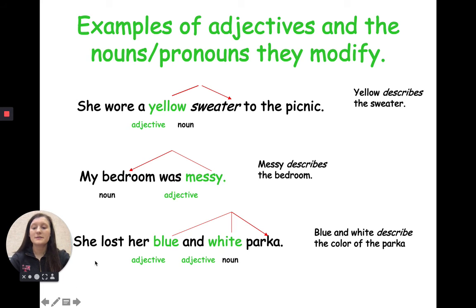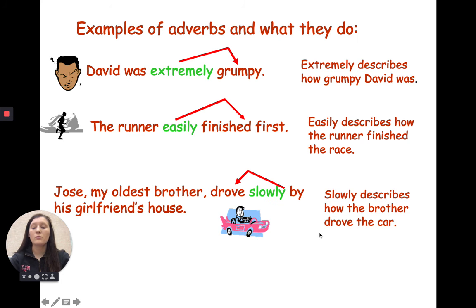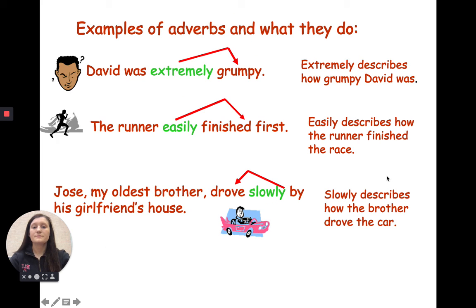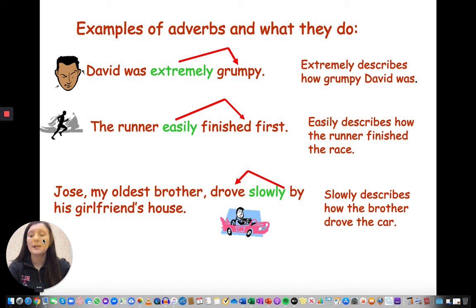And our last sentence, she lost her blue and white parka. So blue and white is describing the color of the parka. So in this sentence, we have two adjectives, blue and white. All right, and then here's some examples of adverbs and what they do. So our first sentence, we have, David was extremely grumpy. So extremely describes how grumpy David was.